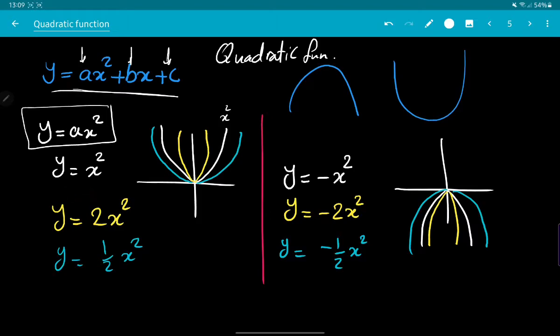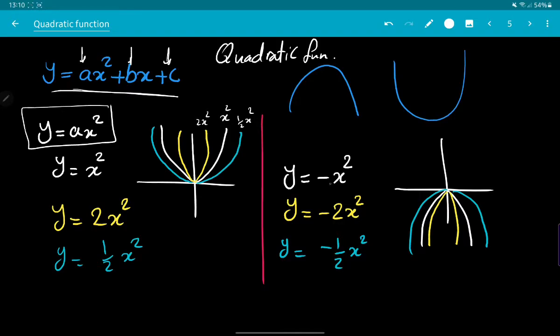As you see here, this is the first one, the white one. Then this is greater than 1, that's why this is the yellow one, 2x². And the blue one here is half x². This is for a when it's bigger or less than 1.